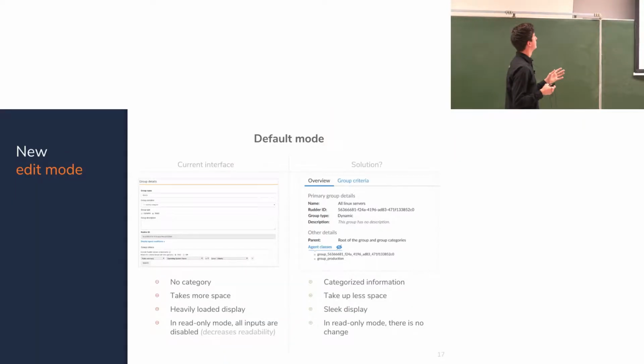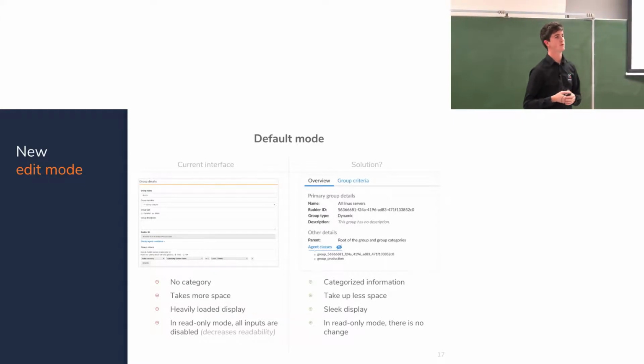So to improve that, we want to introduce a new edit mode. By default, we don't want to edit things. So we could have this sleek display instead of a form, because forms make things hard to read because of the borders of inputs and all the extra details we have. Thanks to this new display, we could categorize information more easily, and it takes up less space, so we have a sleeker display. We could easily find information.